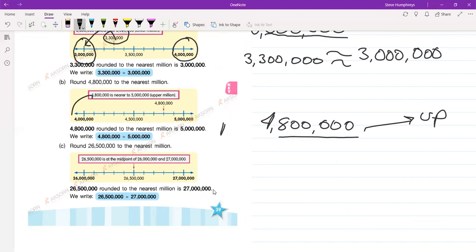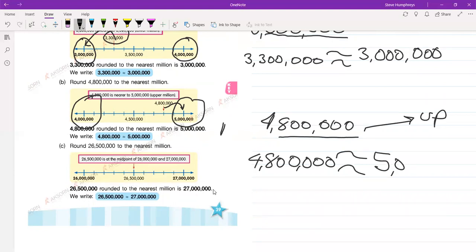And there's your lower million, 4 million. There's your upper million, 5 million. Here's your number, 4,800,000. Round it up to the nearest multiple of 1,000,000. Round up to 5 million. 1, 2, 3, 4, 5, 6.